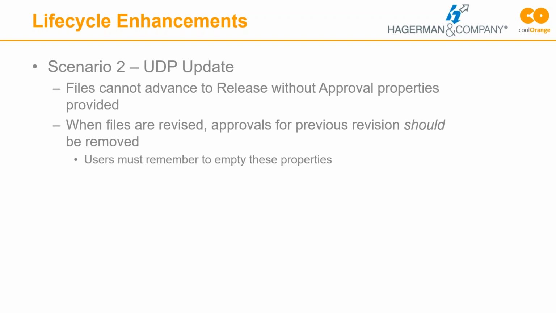But then when you revise the document, it needs to go through approvals all over again. And so the approver information, all the UDPs in Vault, should get wiped out. Because if they don't, then it could just go through the approval, the release process again without anybody looking at it.